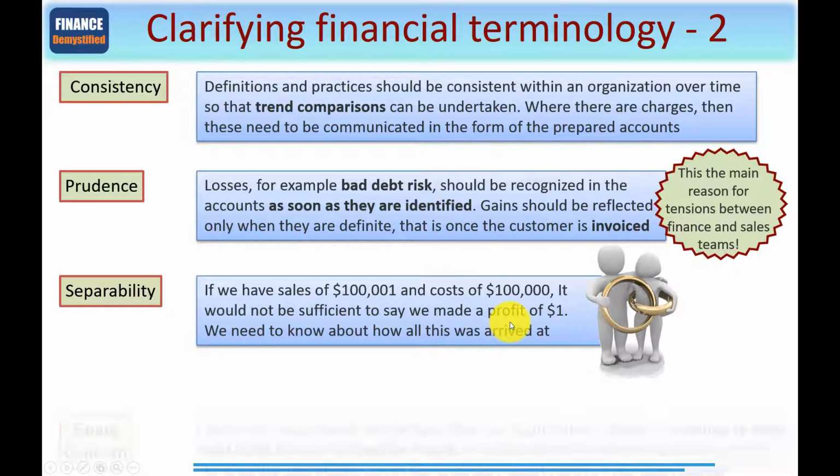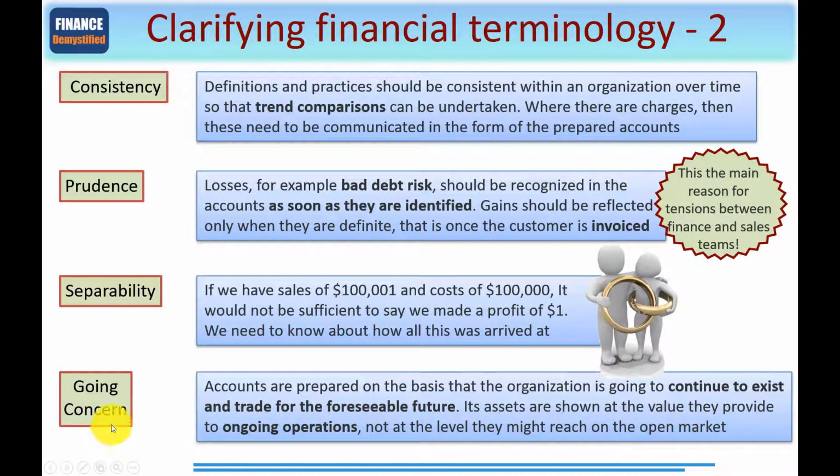And the fourth and final one here is going concern. And you've probably heard that term already. What this means is that accounts are prepared on the basis that the organisation is going to continue to exist and therefore continue trading for the foreseeable future, going concern. So its assets are shown at the value they provide to the current and ongoing operations of the organisation, not at the level they might reach on the open market. And that's important.